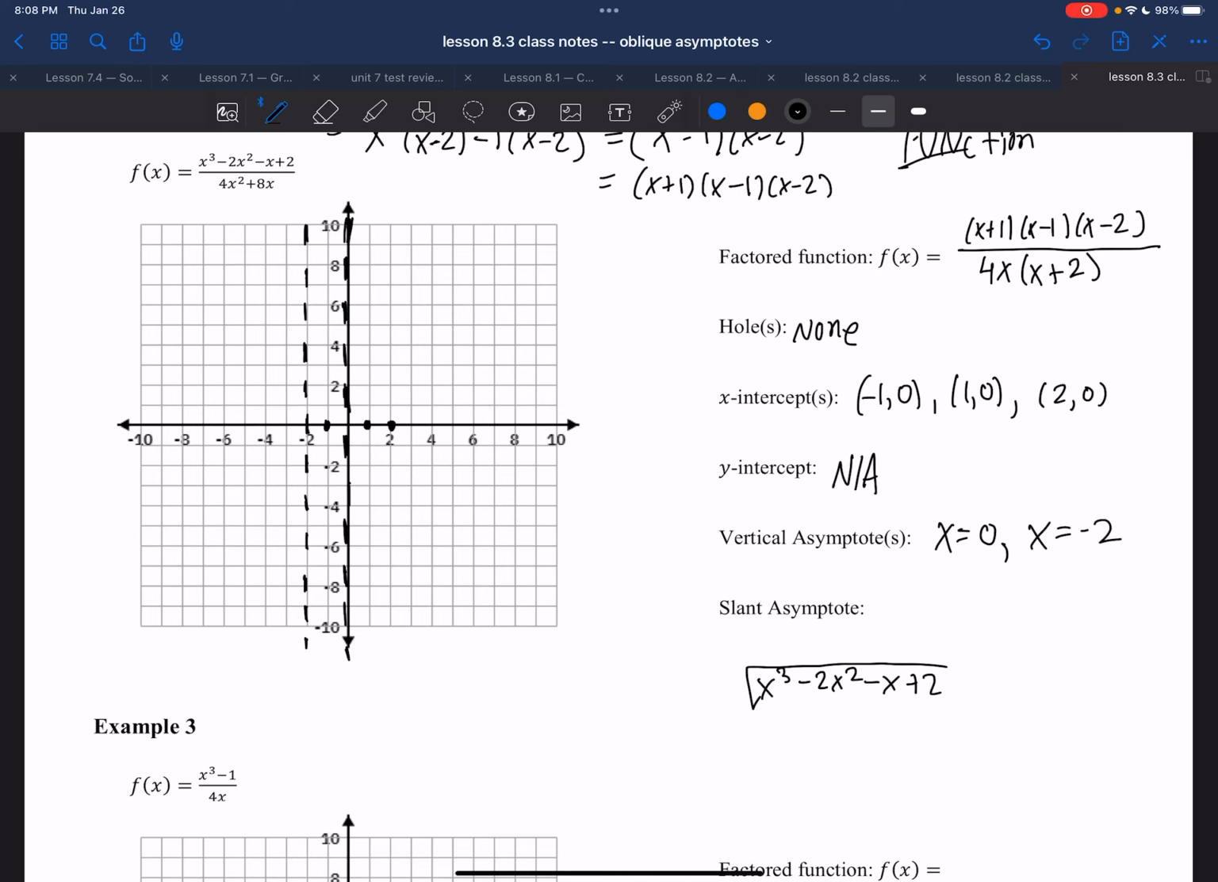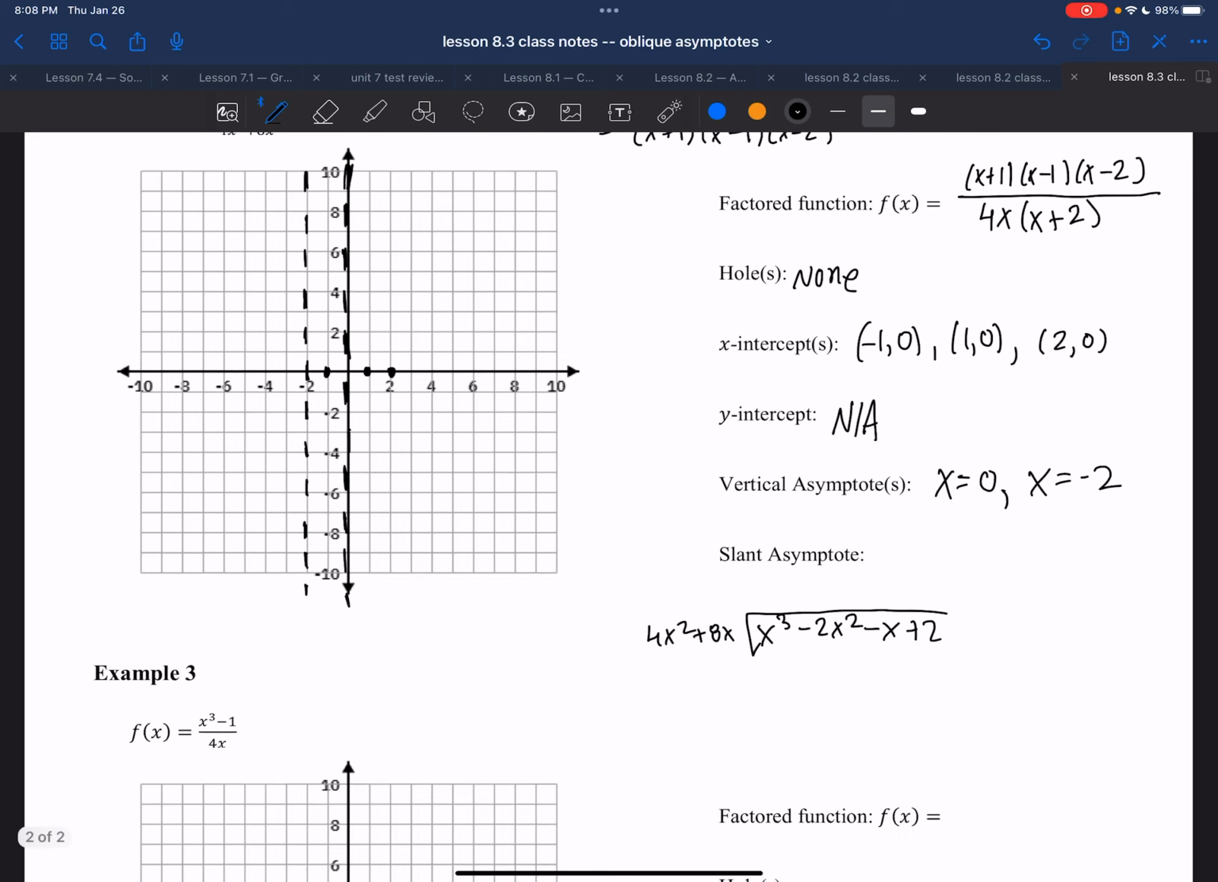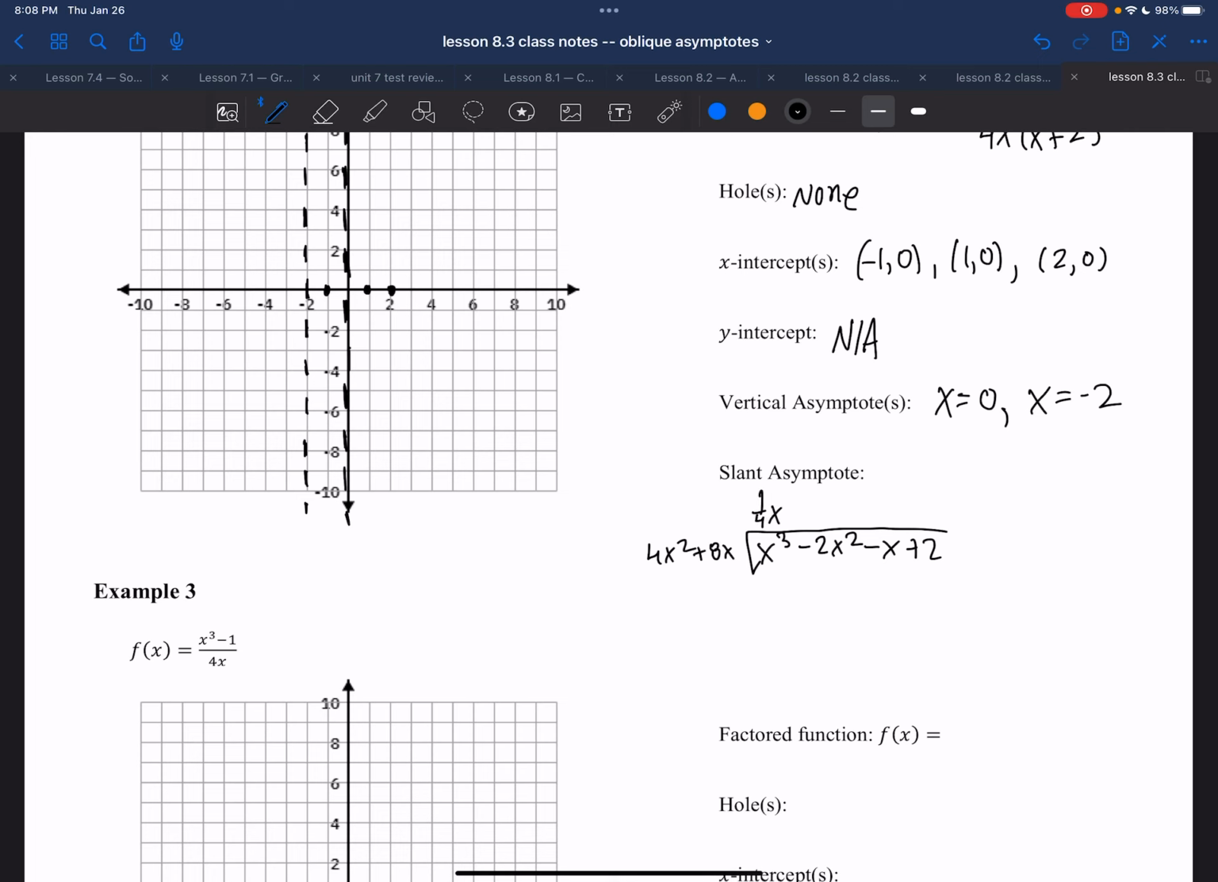And I say 4x squared plus 8x. Oh, yikes. Who came up with this? Me? All right. 4x squared times 1/4 x, if I do that, that will match my x cubed. And 1/4 x times 8x, that's 2x squared. Wow, that's nice. Huh. Oh, neat. Okay.